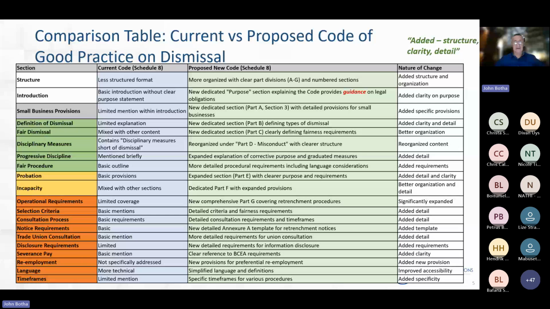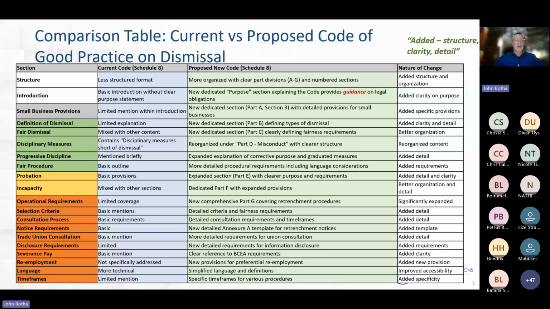So you can see that the Code of Practice on Dismissal is a very detailed document. We're obviously not going to have time to go through all the detail, but I am going to send you the slides, as I said, and I will send you the actual Code of Good Practice as well. So let's get stuck into it.